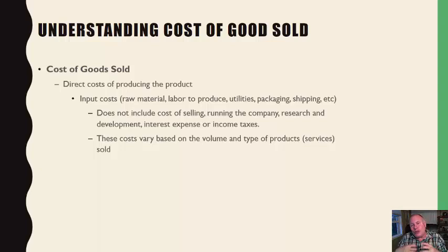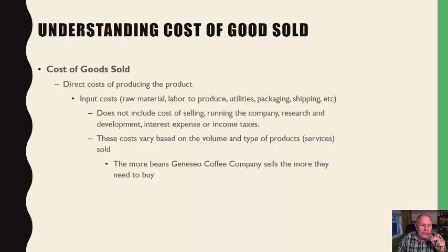So oftentimes, once you understand what is driving sales, you'll be able to understand cost of goods sold. For example, in Geneseo Coffee Company, the more beans they sell, the more poundage they sell, the more they need to buy, and the more it's going to cost to produce and package them. Now, in some cases, as we'll see as we move forward, some costs vary with volume and others are fixed. But there's a high correlation between sales and cost of goods sold.